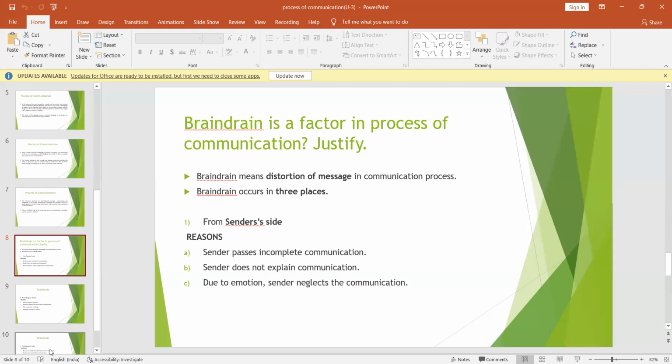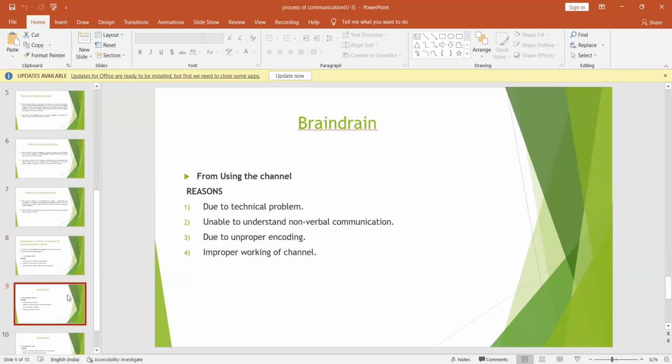Now, where does brain drain occur? Brain drain occurs in three places. First of all, it is the sender side. Whenever the sender is passing the communication, brain drain can occur, like the sender passes incomplete communication, the sender doesn't explain the communication due to emotion, or the sender neglects the communication. Coming to the second part, whenever we are using the channel, it is due to technical problems, being unable to understand non-verbal communication due to improper coding, or improper working of the channel.